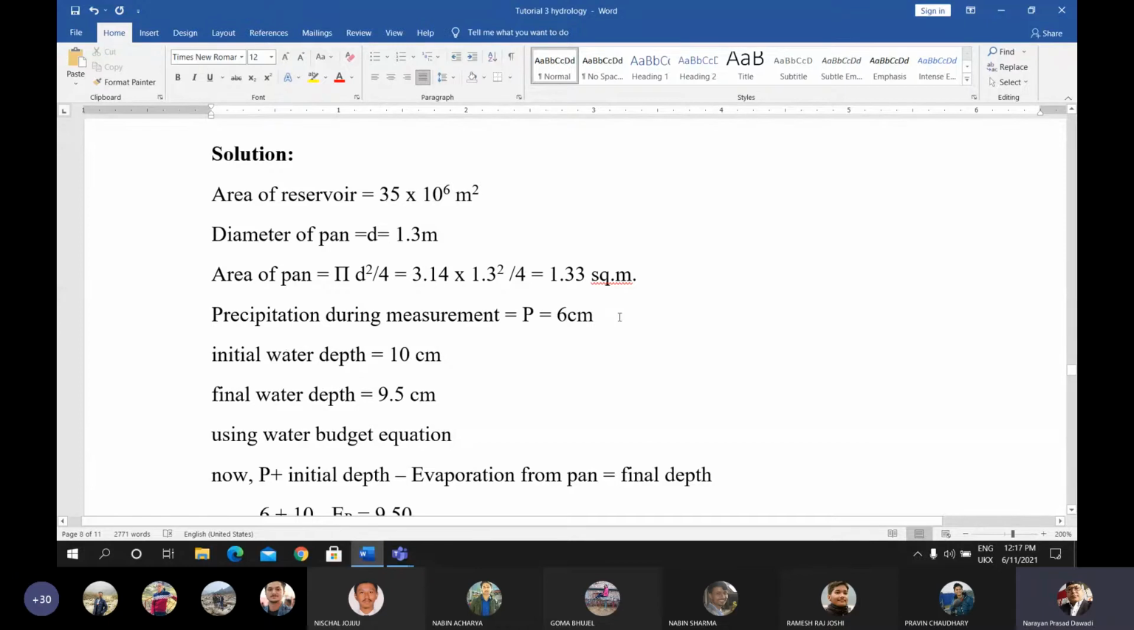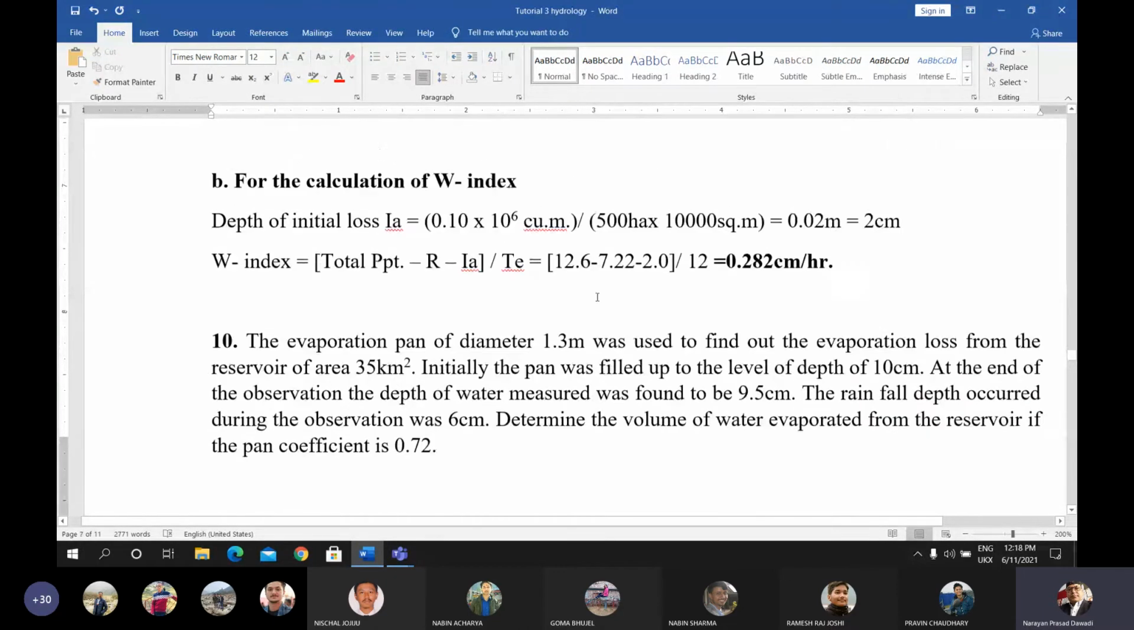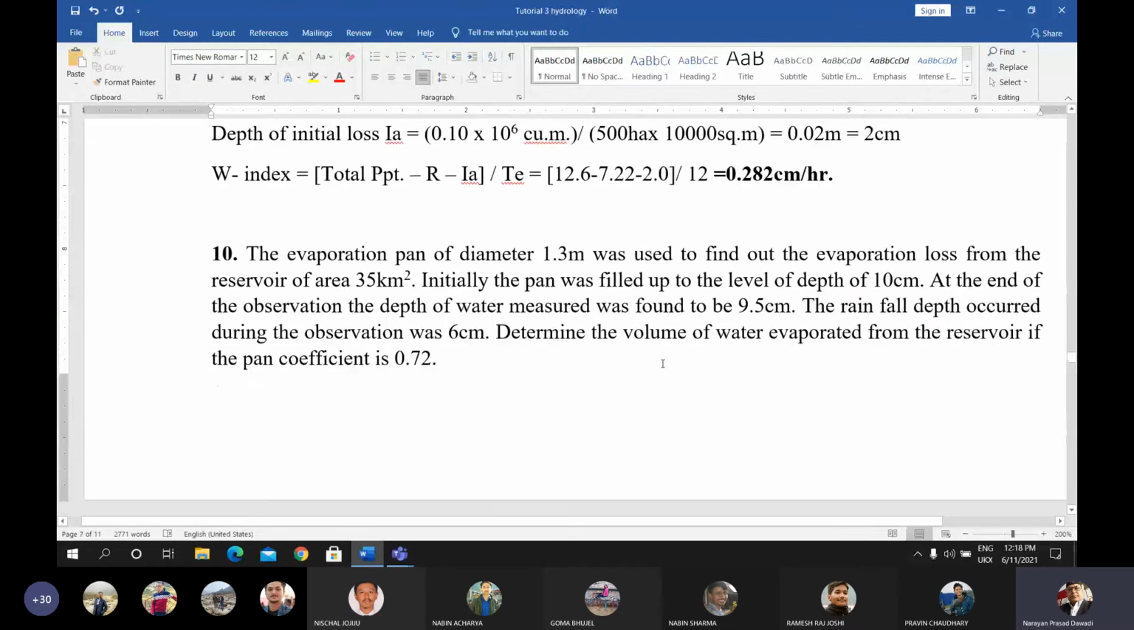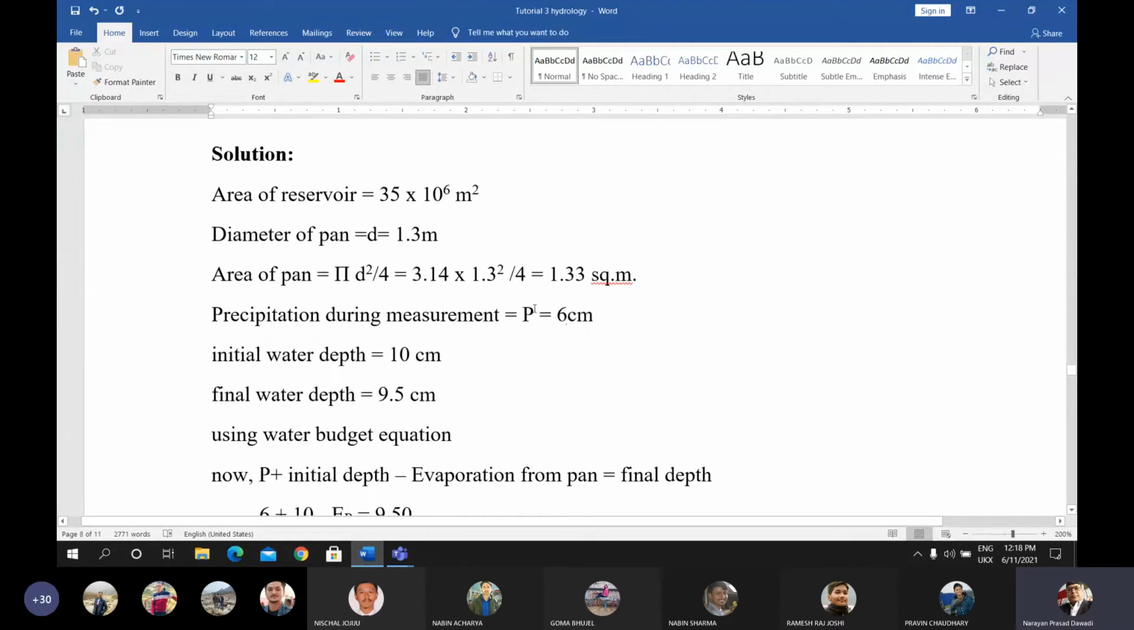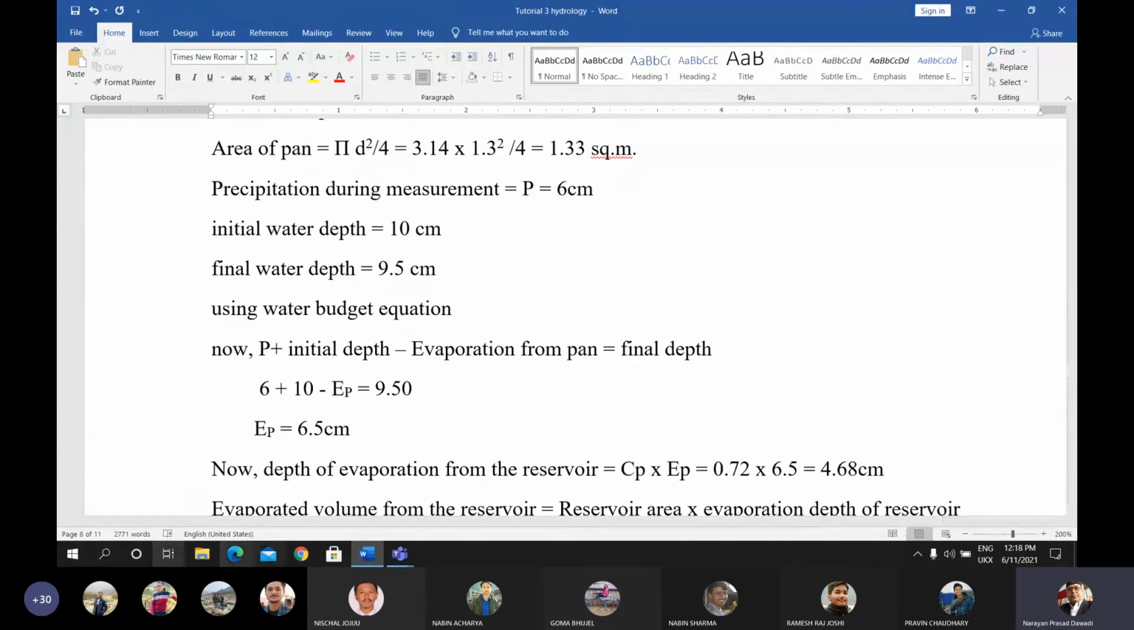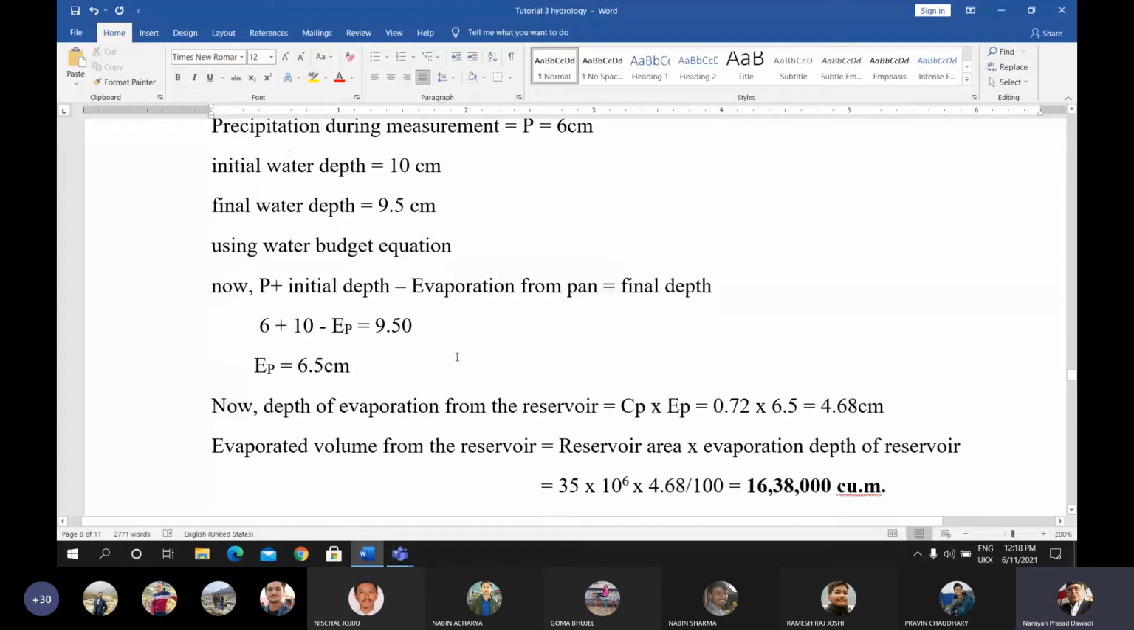Now precipitation during the measurement. Total precipitation during the measurement is considered as 6 centimeter, as given. During the measurement, there is also precipitation. That's why precipitation is 6 centimeter. Now, initial water depth was 10 centimeter. Final water depth was 9.5 centimeter. Now, use the water budget equation.